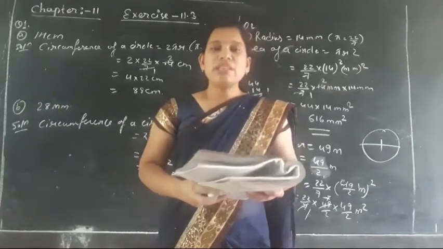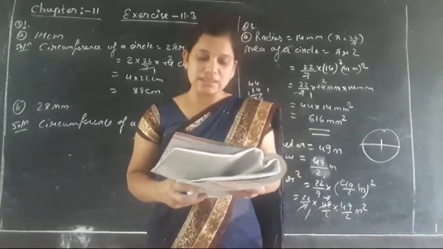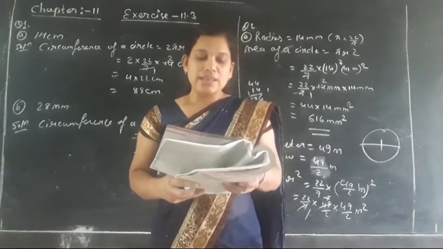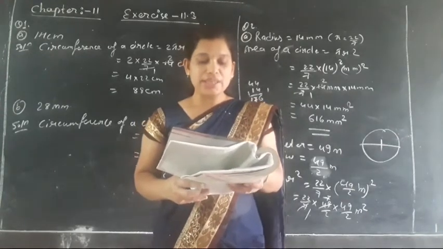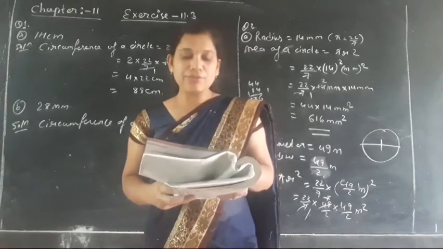In question number 3, it is said that the circumference of a circular sheet is 154 meter, find its radius.